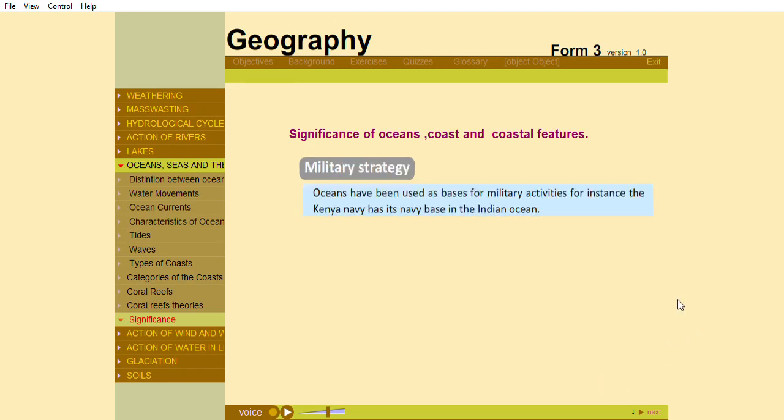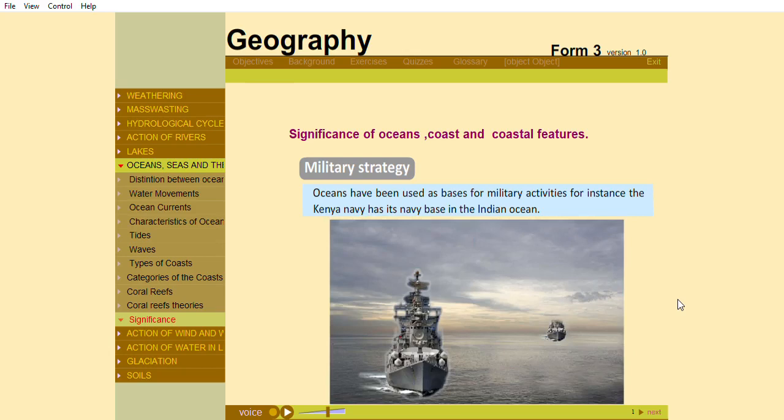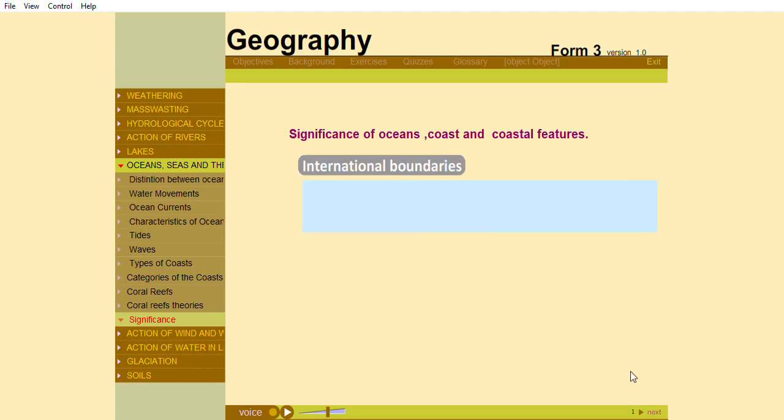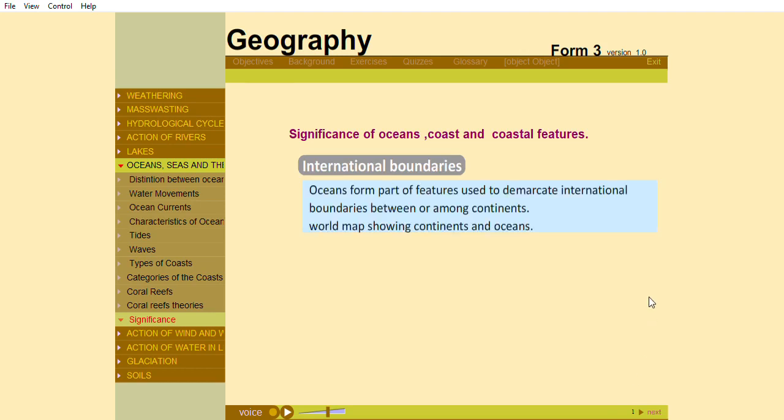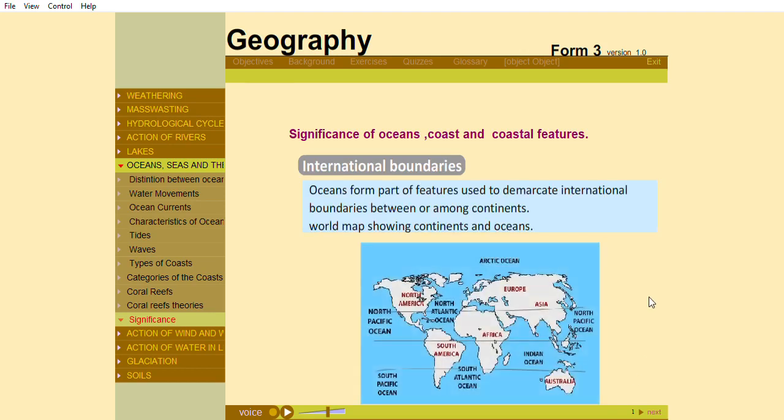Military strategy. Oceans have been used as bases for military activities. For instance, the Kenyan Navy has its Navy base in the Indian Ocean. International boundaries. Oceans form part of features used to demarcate international boundaries between or among continents.